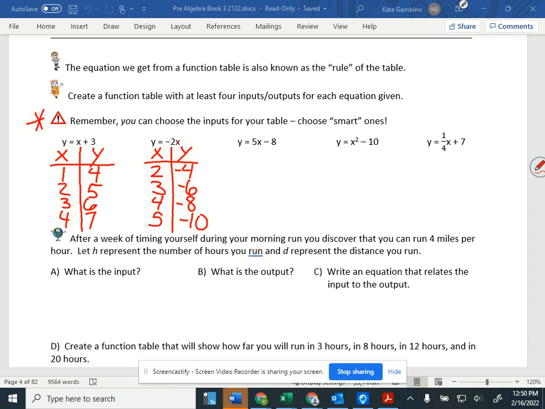It's easy to see the pattern. If I do just a bunch of random numbers, it's not so easy to see the pattern. It's not going to be easy to work with. Keep your numbers closer together so you can see the pattern that you're doing.